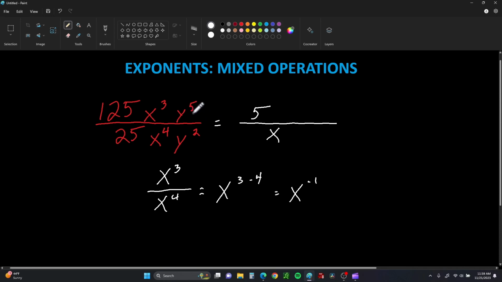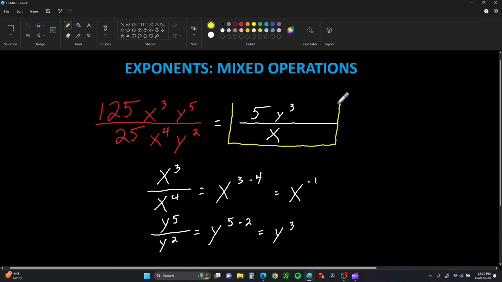The next part is y to the fifth in the numerator and y squared in the denominator. Again, we're going to subtract when we're dividing exponents, so this is 5 minus 2, which is y to the third. This is a positive exponent, so this would go in the numerator. So this here is the answer, 5y cubed divided by x.